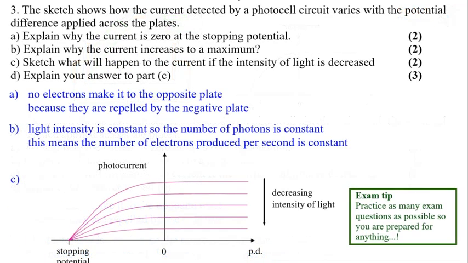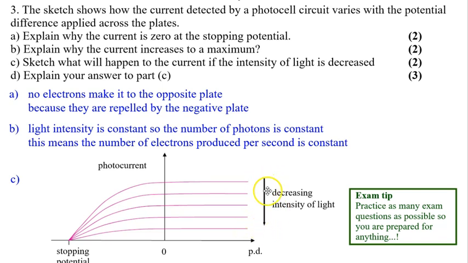Right, here we go on part C. So sketch what will happen to the current if the intensity of light is decreased. So this is really quite tricky. So this is the answer. Now, you wouldn't necessarily need to do all these 4 lines, but this does show the trend. So you can probably just do 1 line and label that as lower intensity of light.